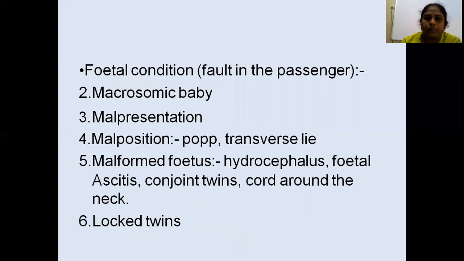Fetal conditions, that is a fault in the passenger. These are macrosomia, meaning a big baby more than 4.5 kgs. Malpresentations, like breech, brow, face. Malpositions, that is persistent occipito-posterior positions, transverse lie. Malformed fetuses, that is anomalous fetuses, hydrocephalus, fetal ascites, conjoined twins, cord around the neck. Then locked twins.